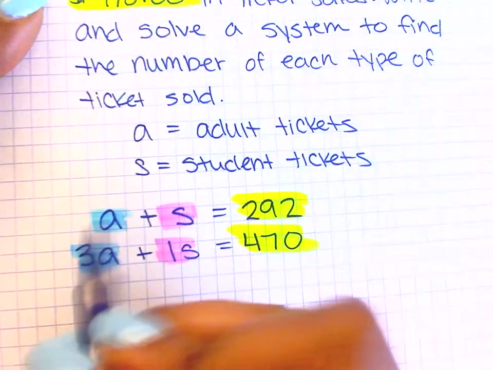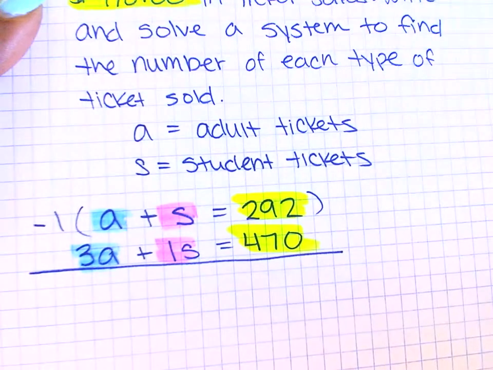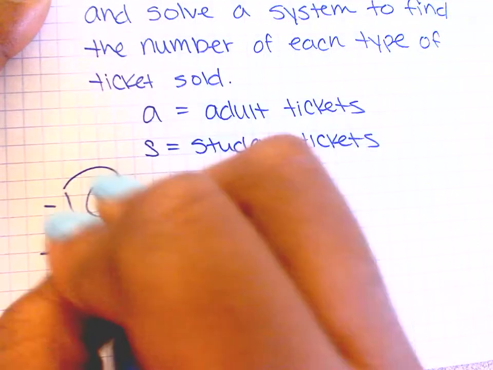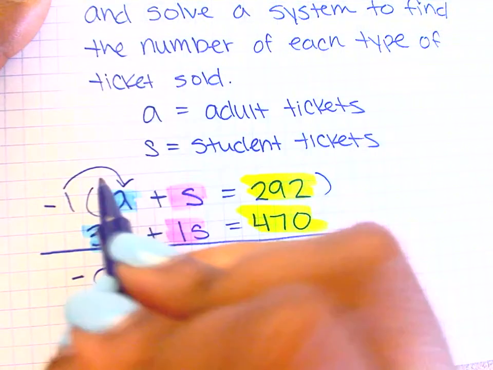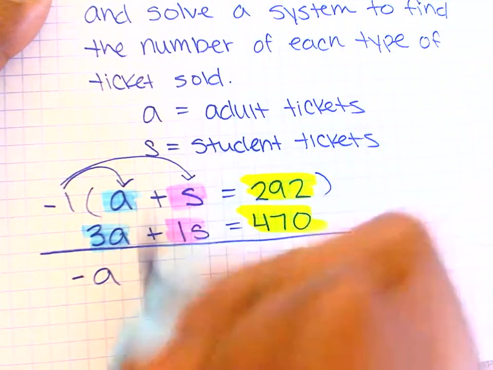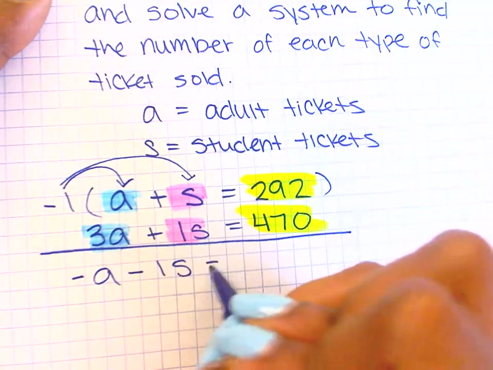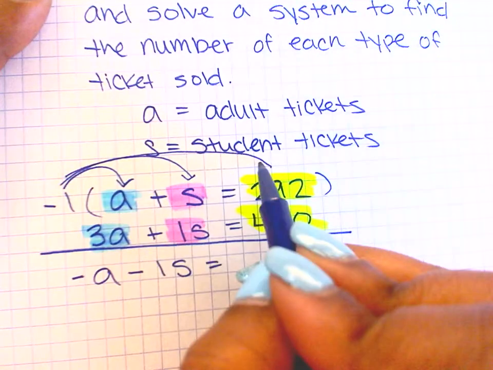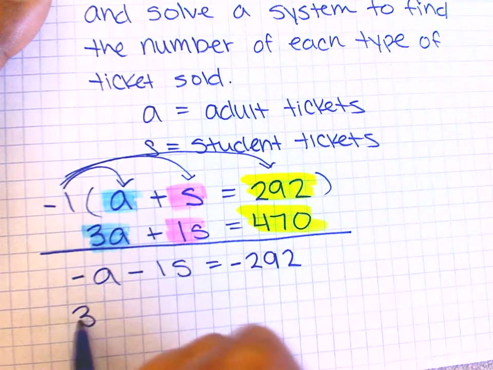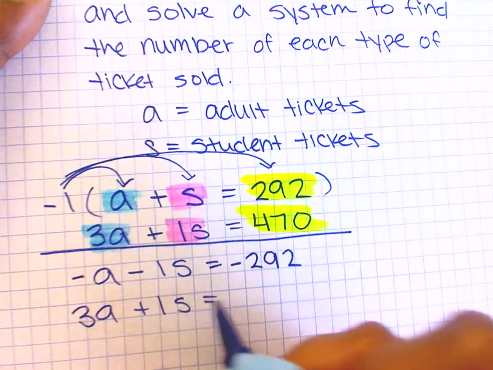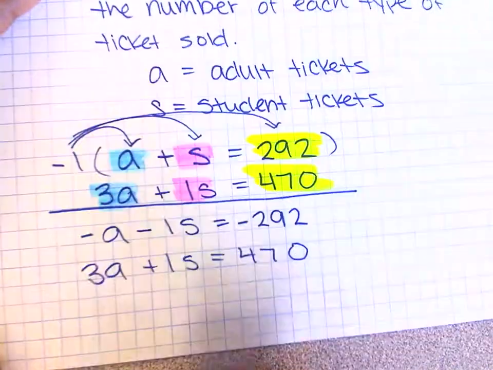So I'm going to multiply this first equation by negative 1. I get negative 1 times a, which is negative a, and negative 1 times s, which is negative 1s, equals negative 1 times 292, negative 292. And then my second equation stays the same. You writing this with me? Okay.